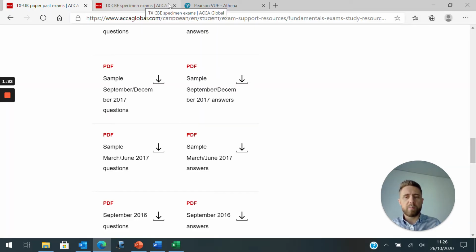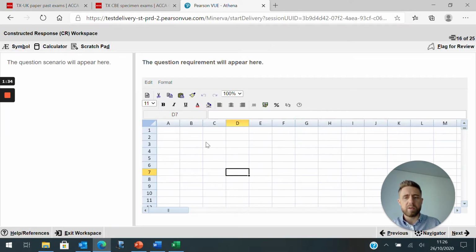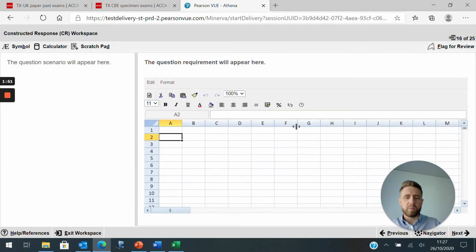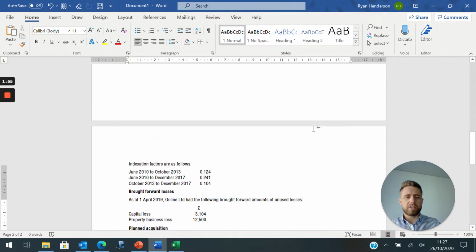Again, as usual, if you're practicing Section C questions, you will use ACCA's Constructed Response Workspace. This obviously gives you a true view of how it will look in your exam. And in your exam, of course, normally the question would appear on the left-hand side, and you can move this around to see more of the question or more of your answer. Now, let's talk through this question.